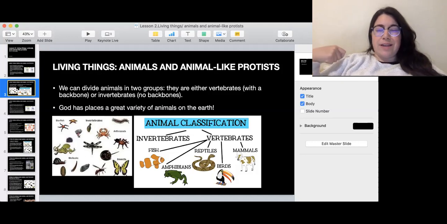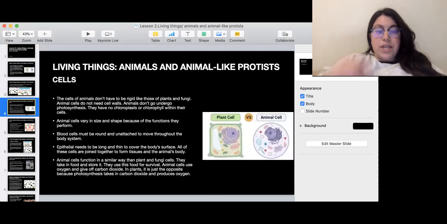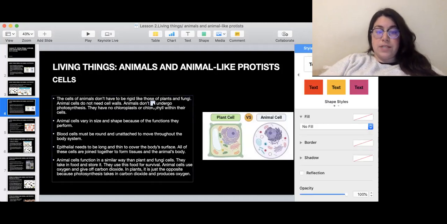And God has made a great variety of animals here on earth. The cells of animals don't have to be rigid or hard like the cells of plants and fungi. Animal cells don't need cell walls. They have a cell membrane. Animals don't undergo photosynthesis, so they don't need chloroplasts or chlorophyll within their cells. Animal cells can be different sizes and shapes depending on their function, meaning what they do in the body.